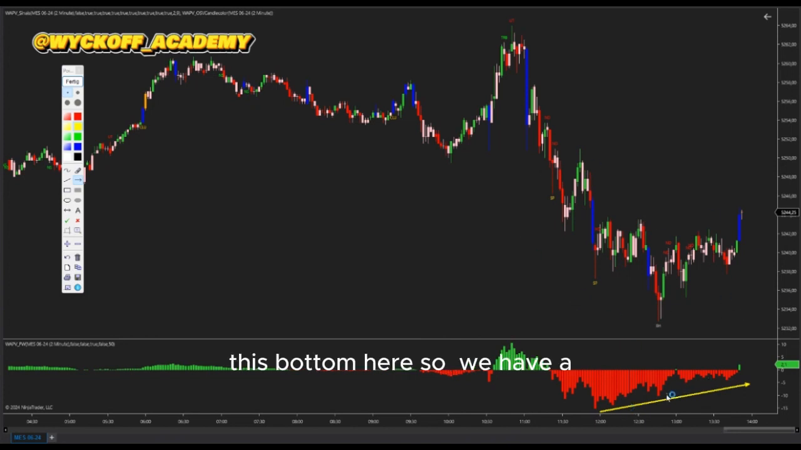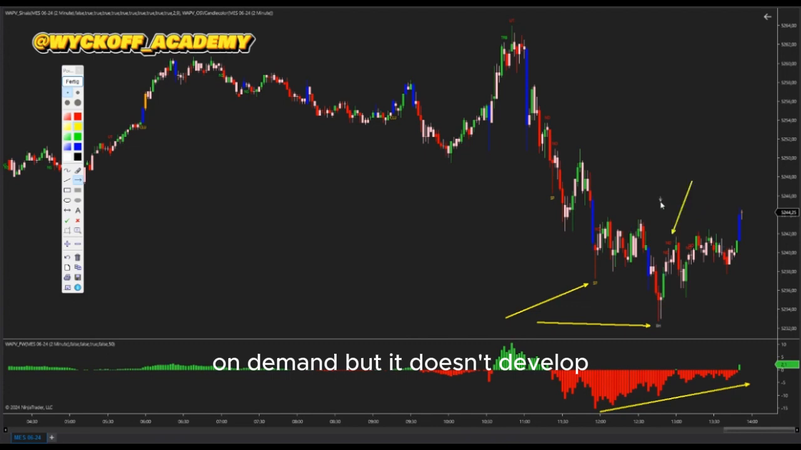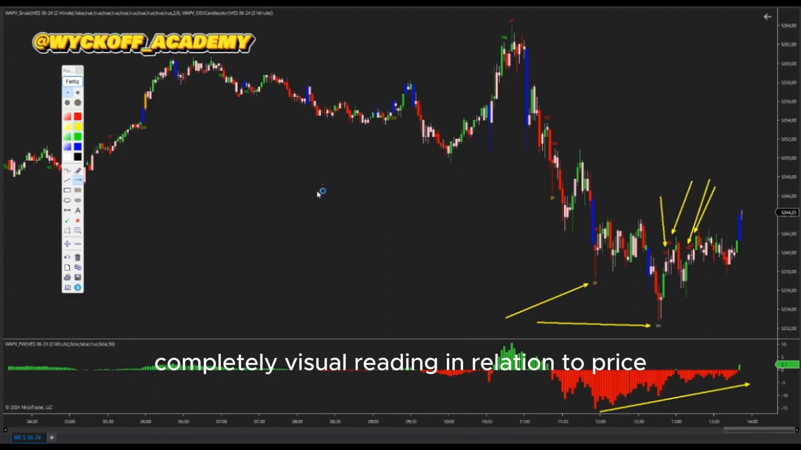This bottom here, so we have a spring bar. Behold, and the market makes a bar on demand, but it doesn't develop. It doesn't fall. OK, and so we are doing a completely visual reading in relation to price and volume.